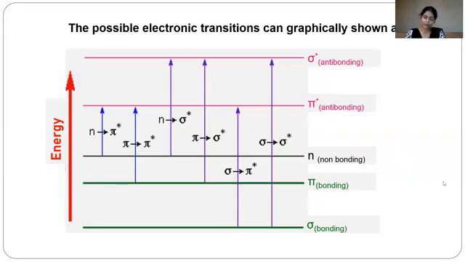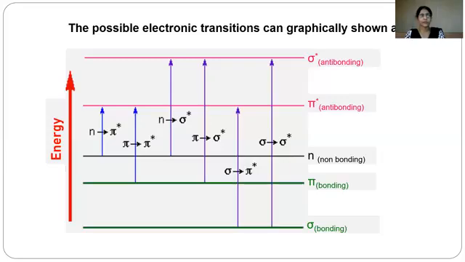For example, for sigma electrons, the ground state sigma bonding orbital and its corresponding high energy sigma anti-bonding orbital. For pi electrons, the ground state pi bonding orbital and corresponding high energy state pi anti-bonding orbital. And for a lone pair of electrons, the non-bonding electrons, there is only one energy level. There is no corresponding higher energy level because these electrons are not participating in the bonding.